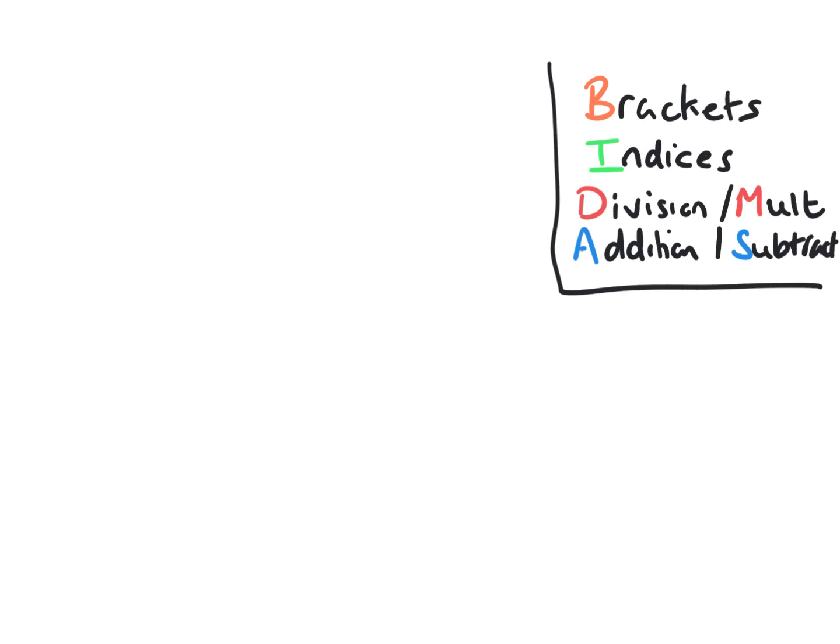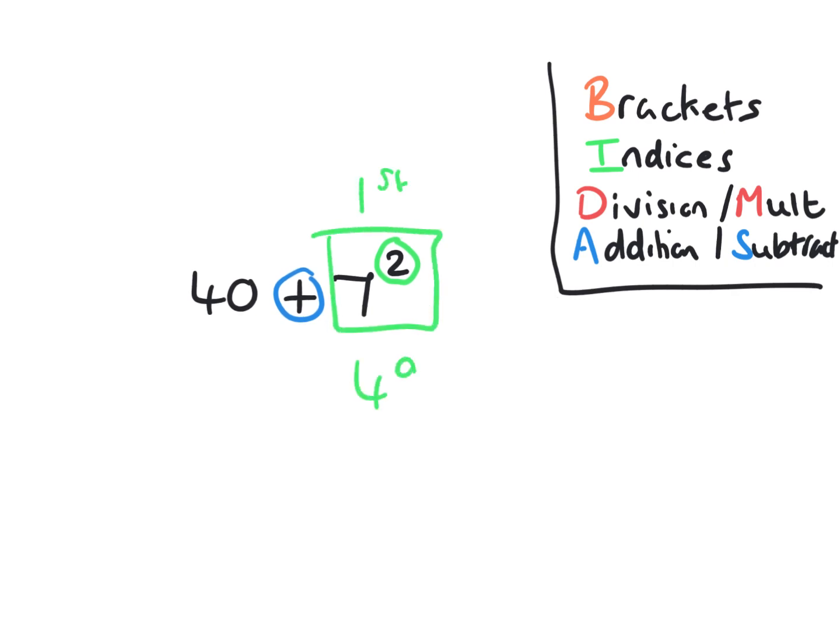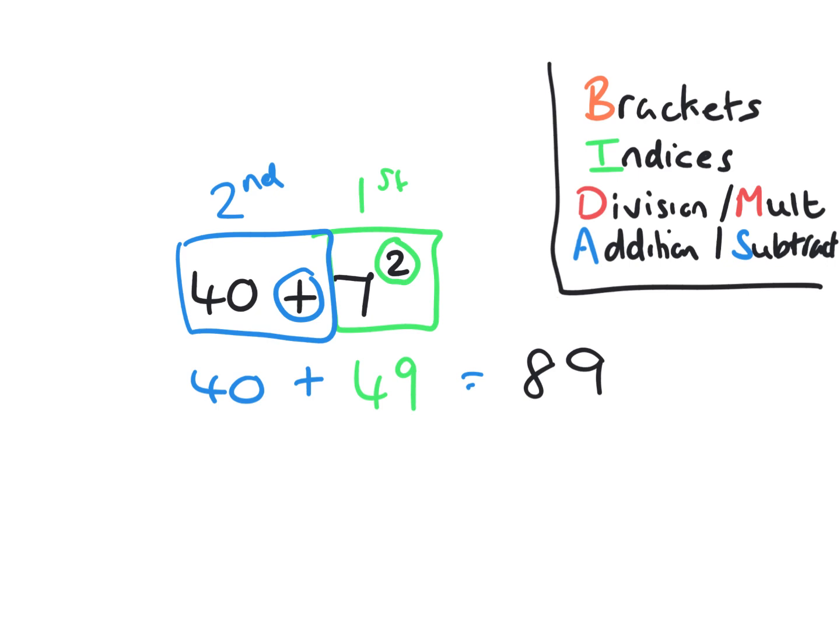And it's also worth looking at an example with indices. Now what we mean by indices are powers, so squared, cubed, for example. So we may have something like 40 plus 7 squared, okay? And because indices, this part here, comes before addition, it's the power that needs to be calculated first. So that would be 49, 7 times 7. We take the 40 next, here, for the second part of the calculation, to give us a grand total of 89.